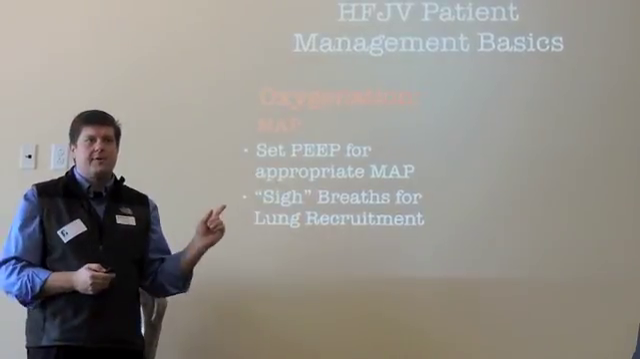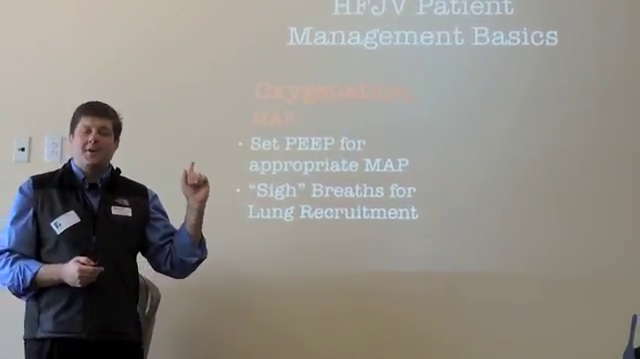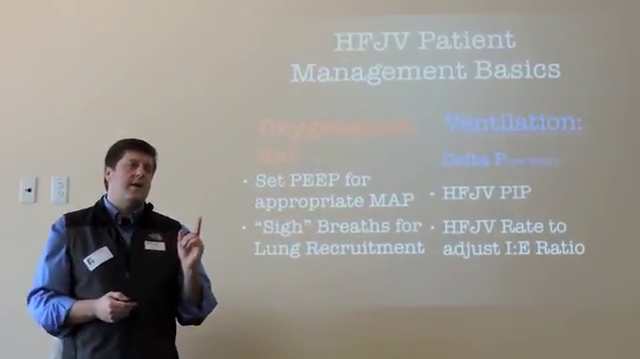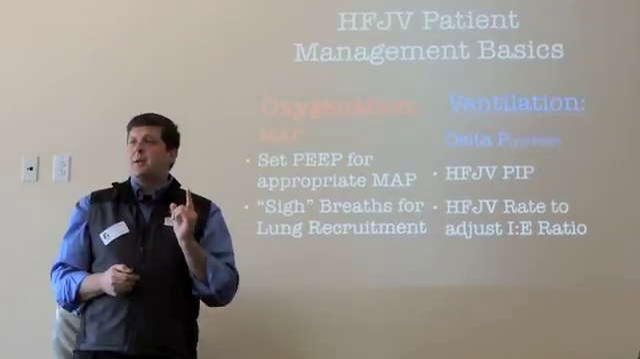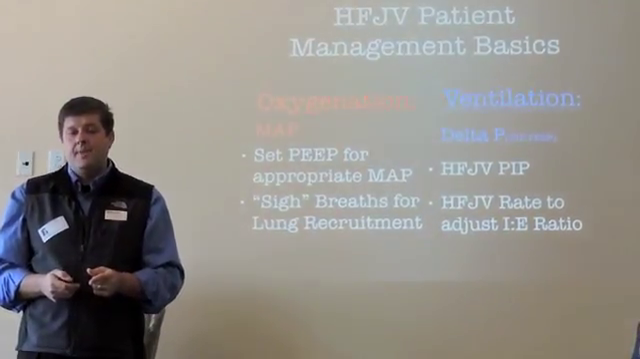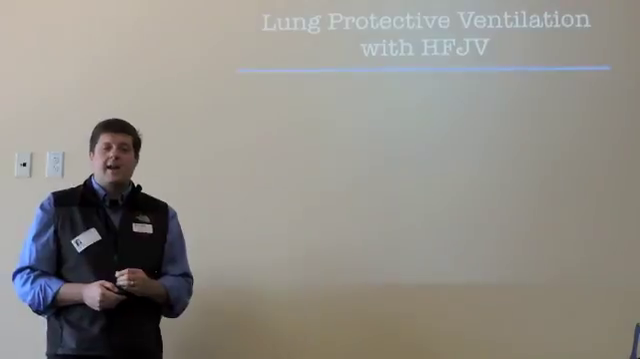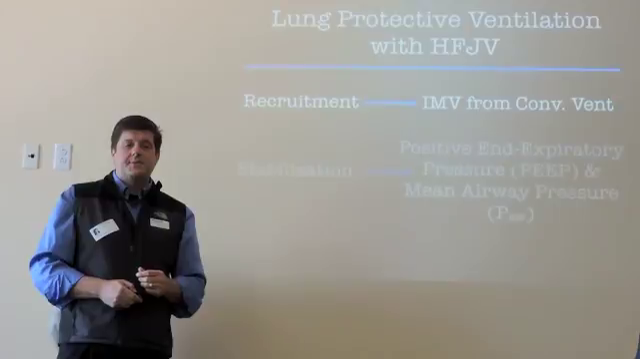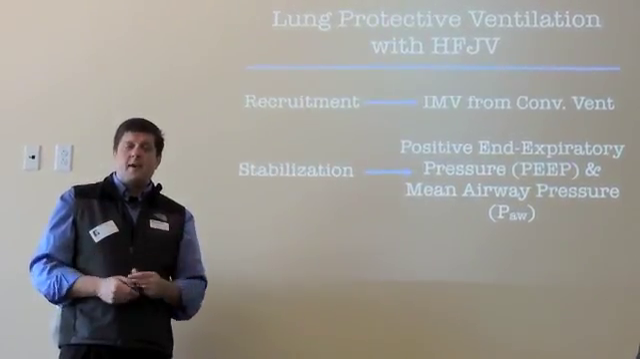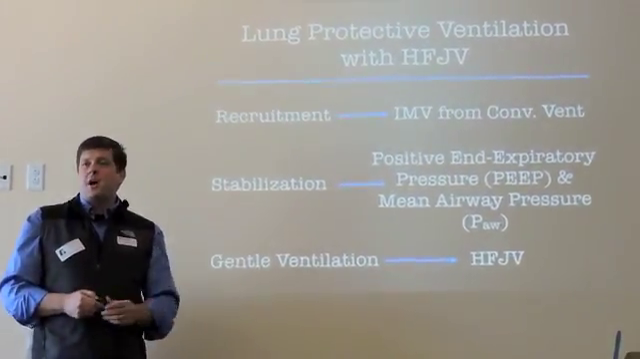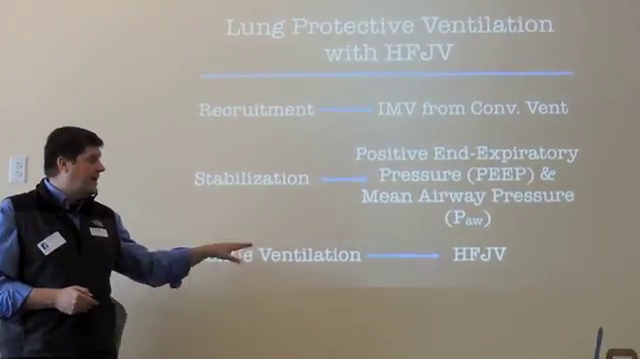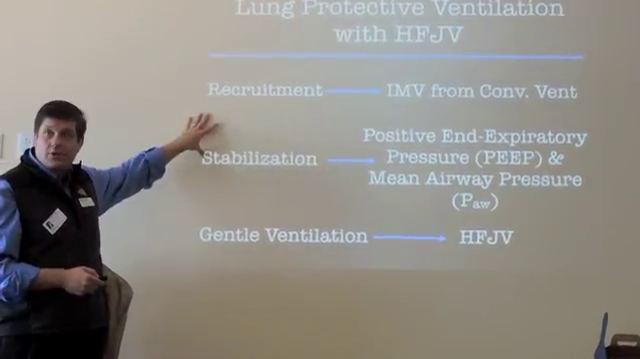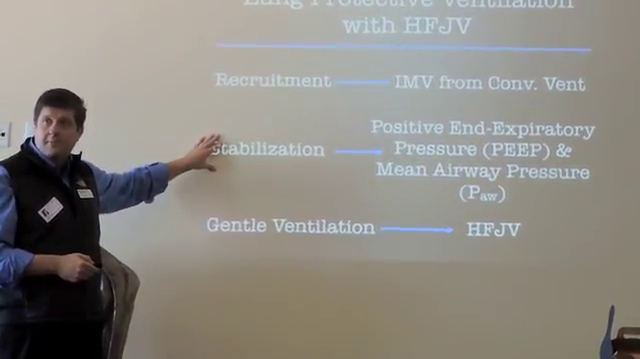So keep in mind your basics. Oxygenation is all about mean airway pressure. Mean airway pressure is all about your conventional ventilator and setting PEEP. Your ventilation is all about creating a delta P with the jet. Use the jet PIP to increase your delta P, and use the jet rate for the right I:E ratio. Get the lung open with your PSI background recruitment breaths. Keep the lung open with your PEEP and mean airway pressure, and then let the jet do its job, which is general ventilation. But again, guys, the jet is absolutely worthless if we're not doing these two things first, and specifically probably the middle step, okay?